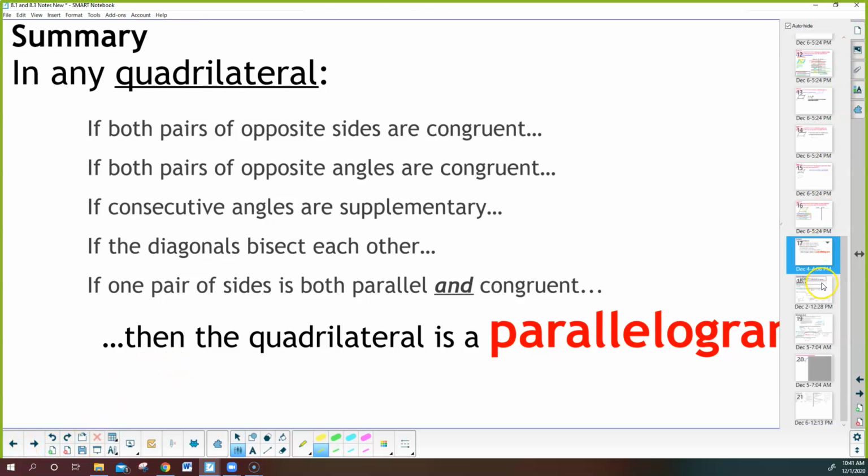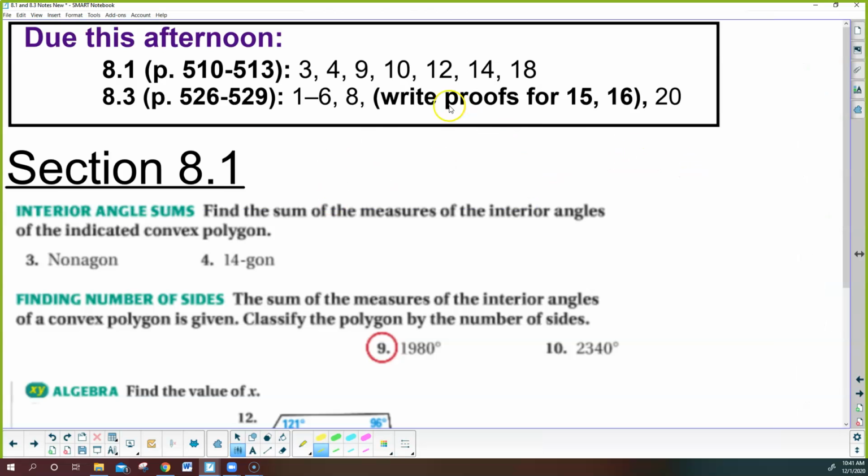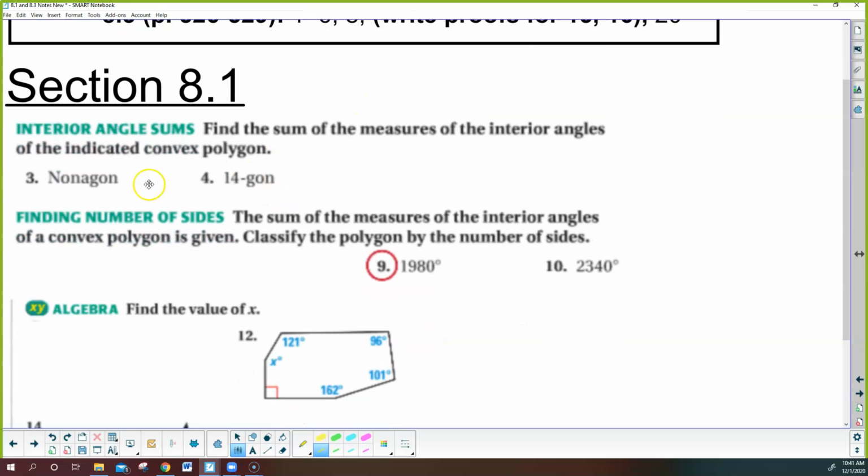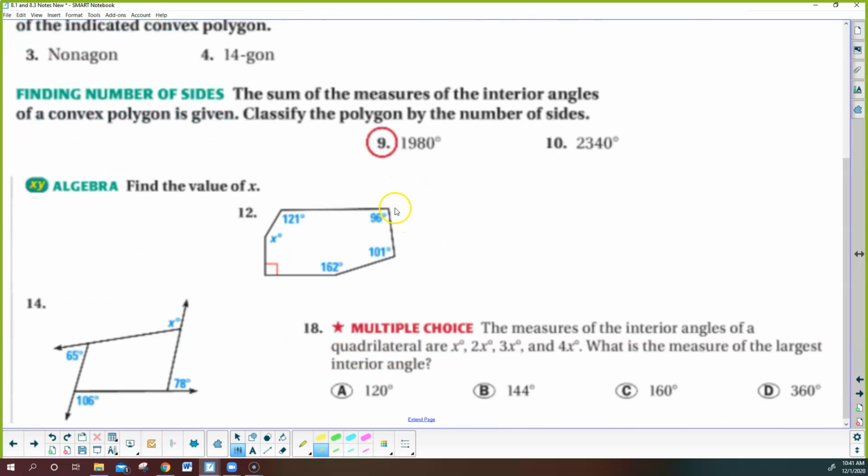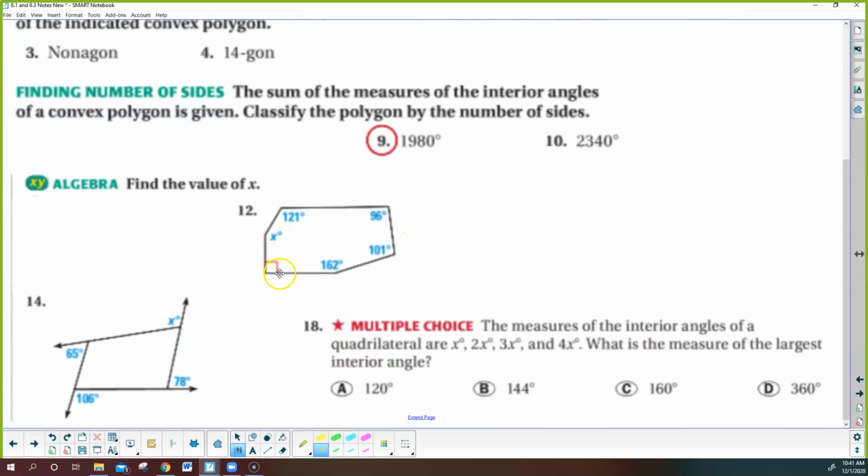Let me show you your homework really quick, just so you're aware. Here's the homework. It's due this afternoon, and there are two parts. 8.1 is all about interior angles and exterior angles. 8.3 is about quadrilaterals being parallelograms. In 8.1, you might have to look up what a nonagon is, but we've done problems like this. In number 12, don't forget if you see the 90-degree angle box, that means 90 degrees. That is an angle, even though it doesn't have a number.